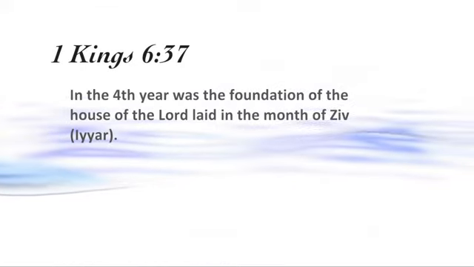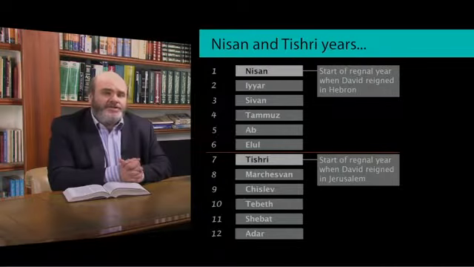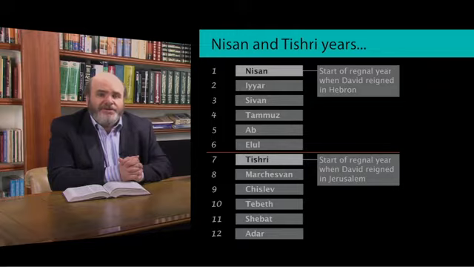1 Kings 6:37 says, "In the 4th year was the foundation of the house of the Lord laid, in the month of Ziv." Due to the 6-month change in measuring years introduced by David, to maintain accuracy, we will now have to work to the nearest half year and pay attention to the months as well as the years in which events took place. We will now study the kings of Judah and Israel, starting from Solomon's 15th year, and continuing through the time of the divided kingdom and beyond.